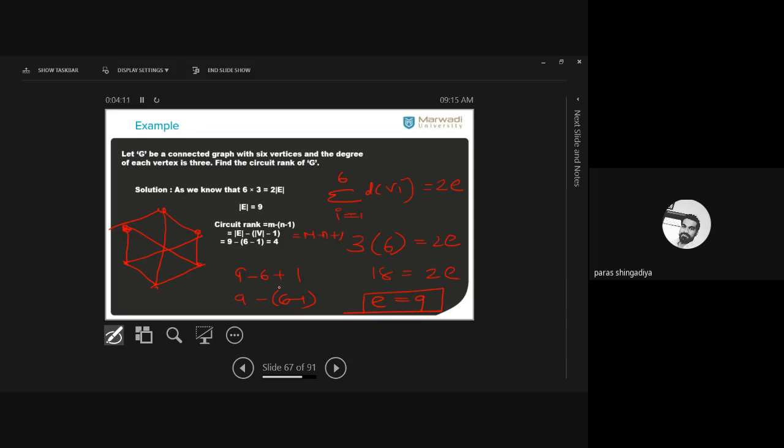And now to create its spanning tree, you have to delete 4 edges. Which 4 edges? Remove the 3 inside edges and 1 from the boundary. So this graph is now converted to an open walk in which all the vertices are connected.